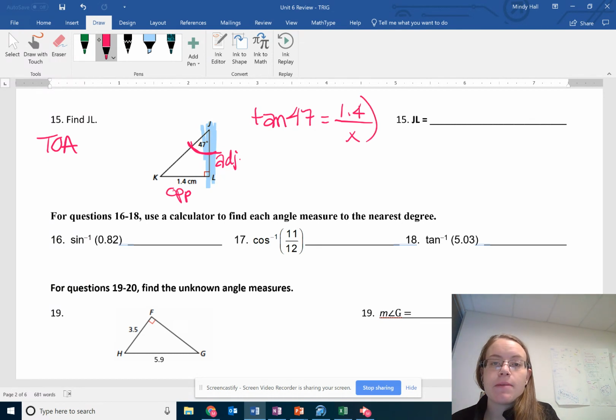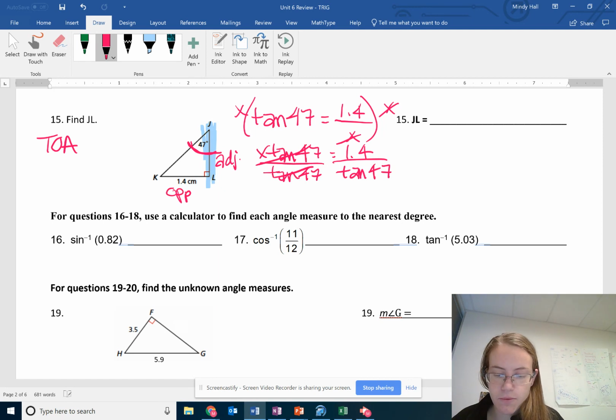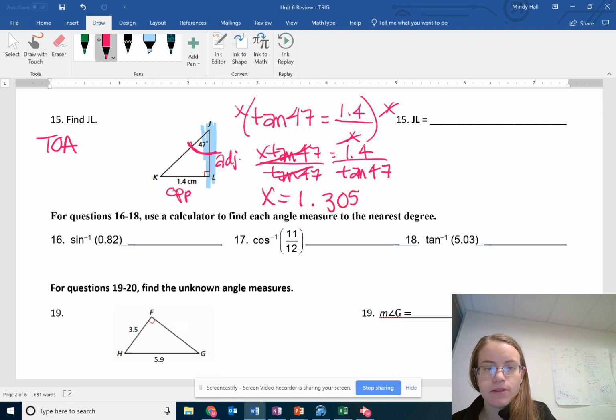So then we multiply both sides by x so that it cancels out on the right. So we have x times tangent 47 equals 1.4. And then we're going to divide by tangent of 47. So then 1.4 divided by tangent 47 is 1.305. So then the 5 tells us we need to round up. So then we have 1.31, and this is centimeters. Okay.